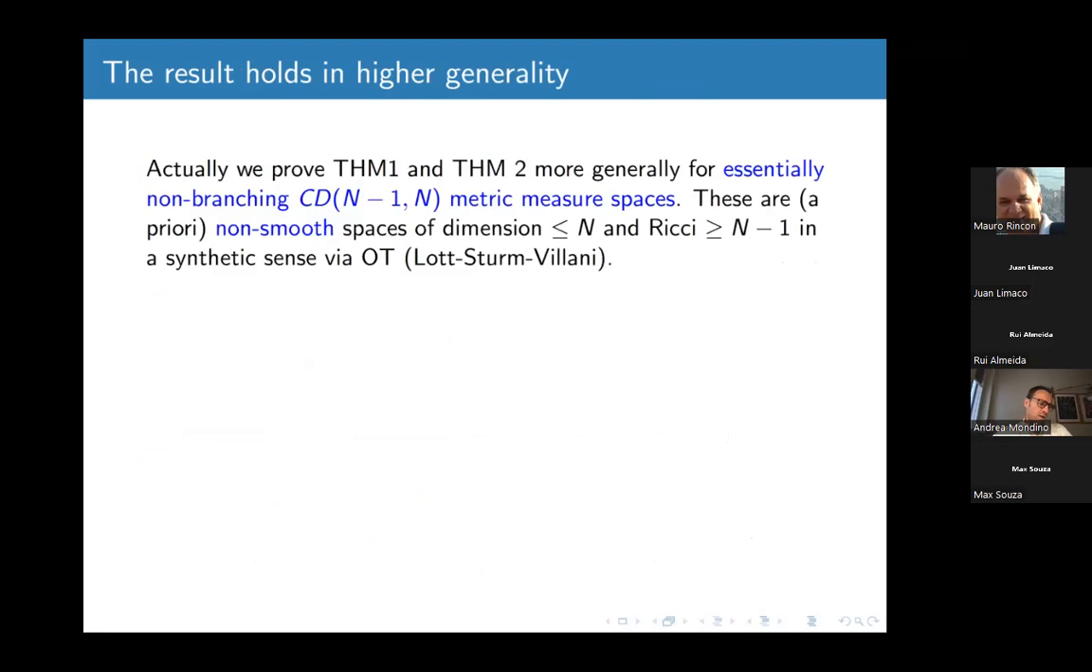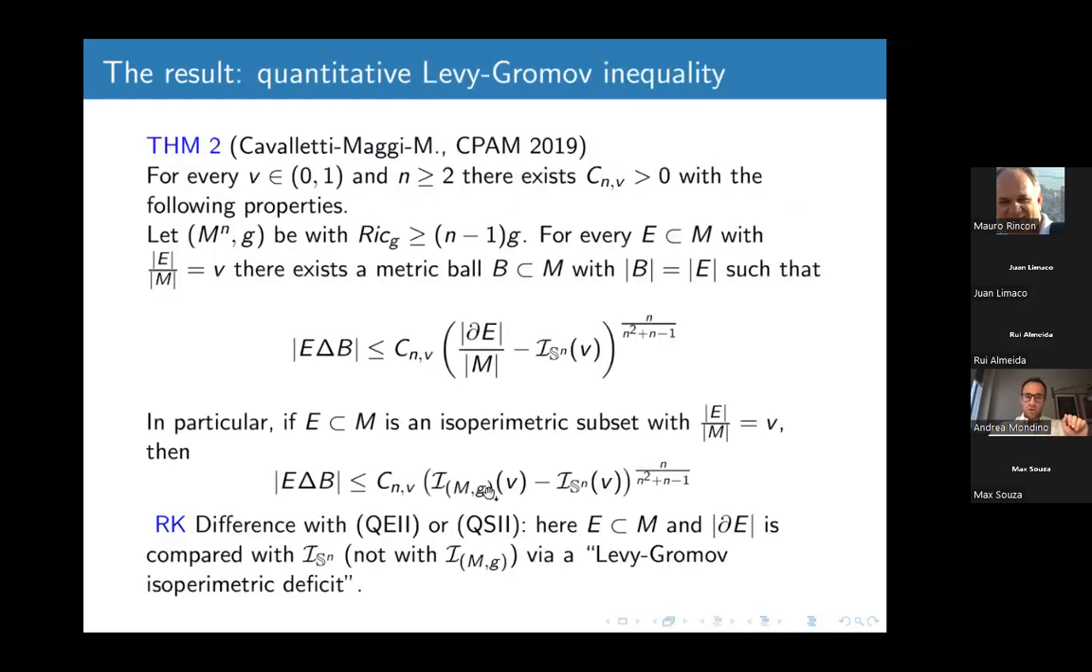So I will skip a part and go directly to give you some ideas of the proofs. Before that, let me just recall that the results that I presented so far: Theorem 1 was the one of Bérard-Besson-Gallot, saying that if equality in the Lévy-Gromov inequality was almost attained, then the diameter was almost pi. And Theorem 2 is the one that I just stated, that if the equality is almost attained, then the set is close to a metric ball.